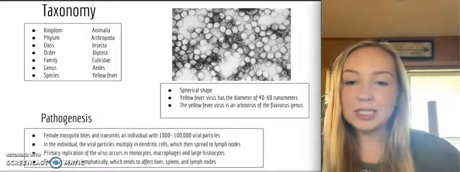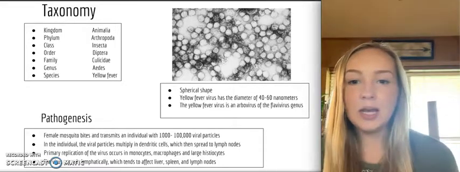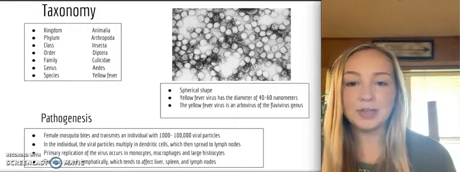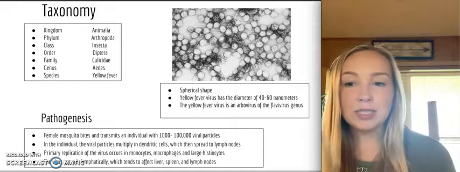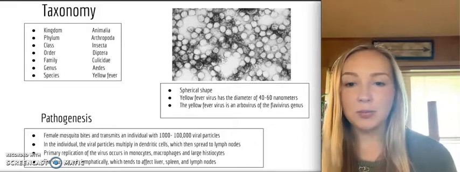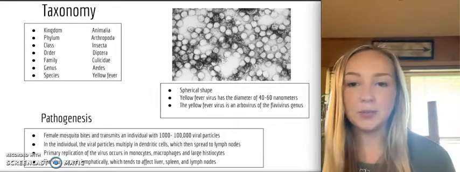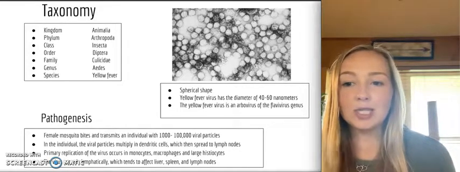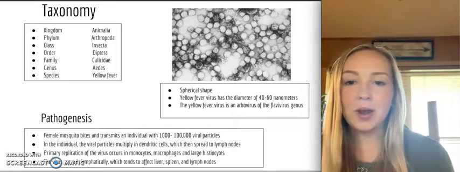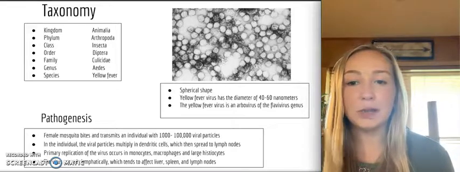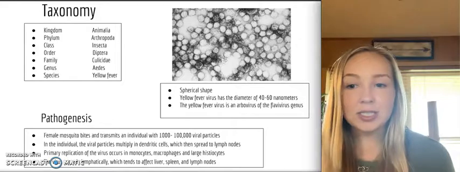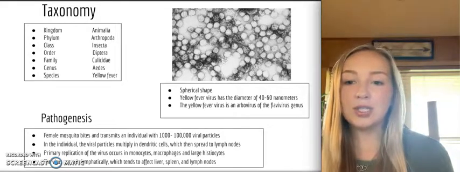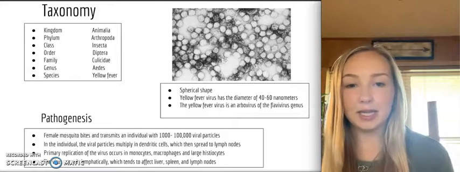The pathogenesis of yellow fever is when a female mosquito bites and transmits 1,000 up to 100,000 viral particles to an individual. In the individual, the viral particles multiply in dendritic cells, which then spread to the lymph nodes. Primary replication of the virus occurs in the monocytes, macrophages, and large histiocytes. The virus spreads lymphatically, which tends to affect the liver, spleen, and lymph nodes.